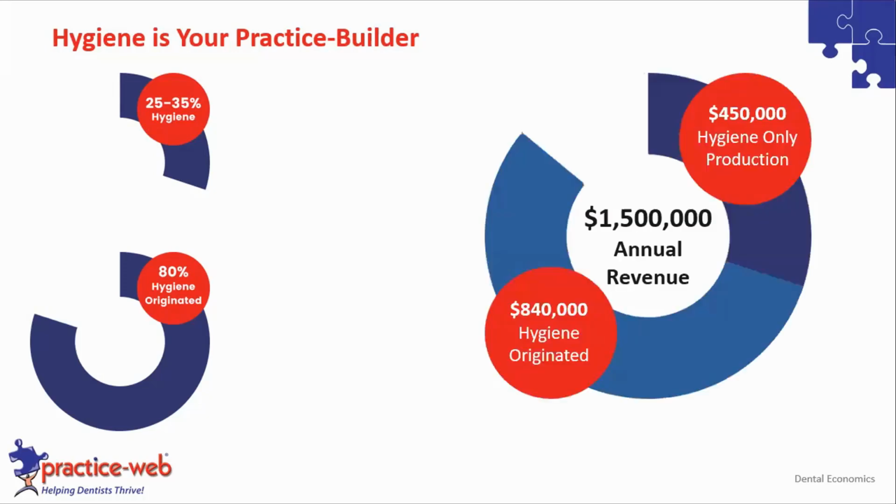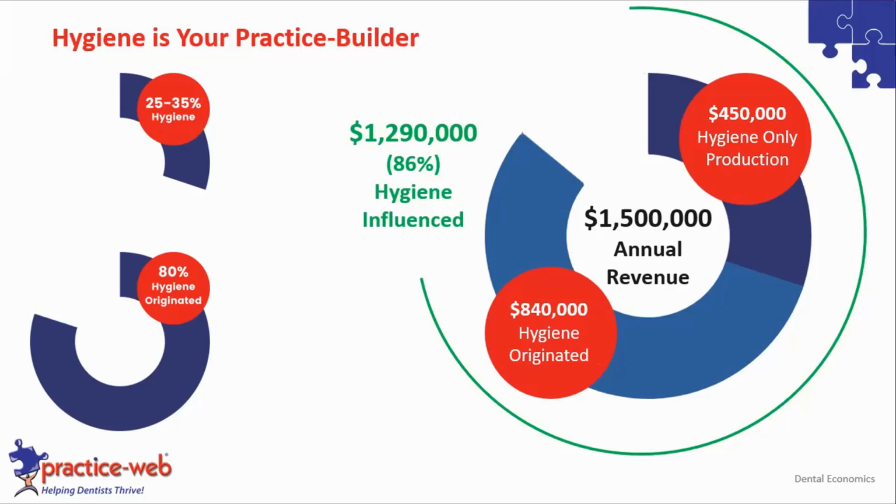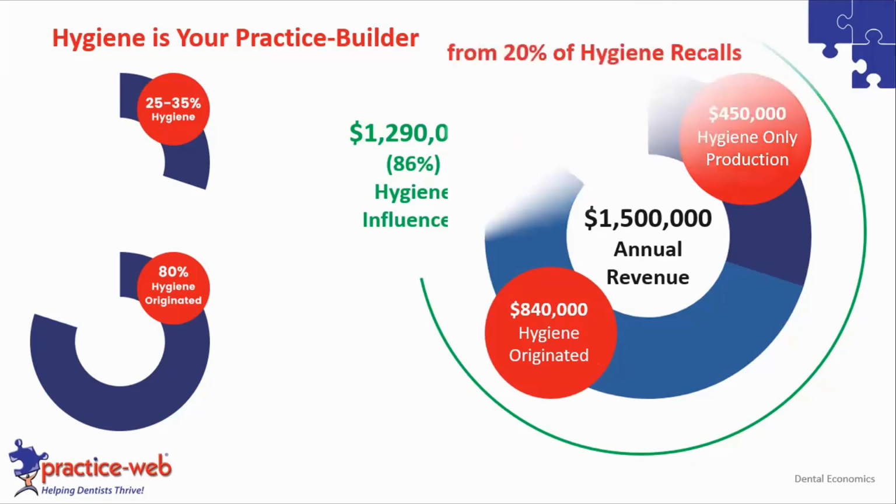Now, if you look at a practice with 1.5 million in annual revenue, that translates to roughly 450,000 of just hygiene production, and then 840,000 of hygiene-originated production, for a total of almost 1.3 million of that 1.5 million. So that's 86% of your production is one way or another influenced by hygiene. Now you can see why hygiene is your practice builder.